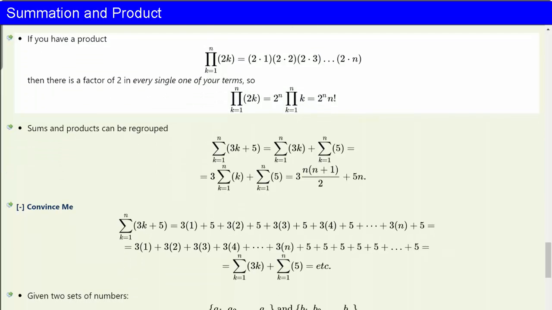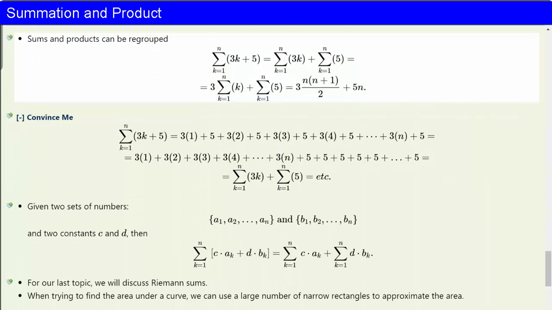With products, things are a bit wilder. If you have the product k equal 1 to n of twice k, then that's 2 times 1, times 2 times 2, times 2 times 3, and so on up to 2 times n. So there is a factor of 2 in every single one of your terms in your product, which means that the product k equal 1 to n of 2k is 2 to the nth times the product from k equal 1 to n of k, and that's of course the same as 2 to the nth times n factorial. The moral is, use common sense.